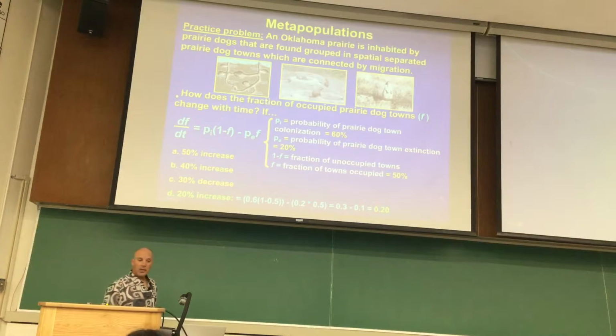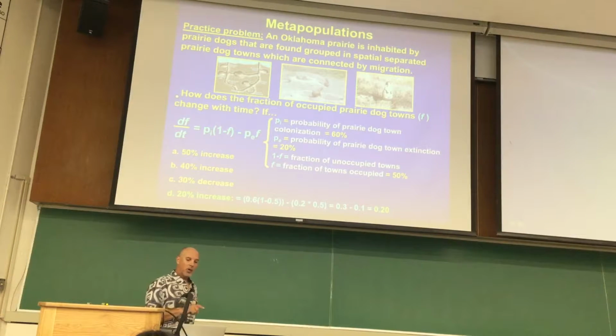So again, just plugging in those parameter values, right? So P sub I was 60%, 0.6. Well, what was F in this case? 50% at 0.5. So it's 0.6 times (1 minus 0.5) minus the probability of extinction, 20%, 0.2, times, again, the F, the fraction of occupied towns, 50%, 0.5. That equals 0.3 minus 0.1, 20%.